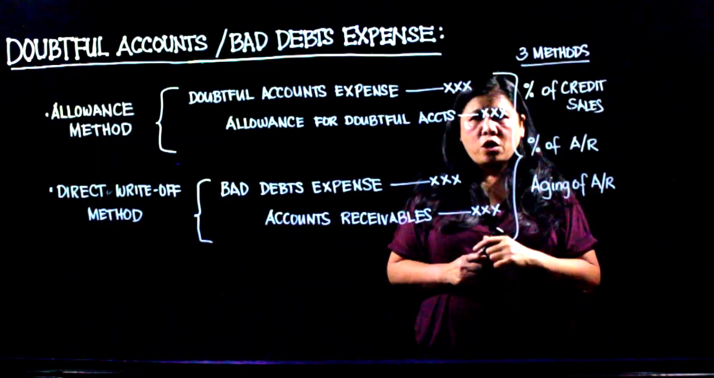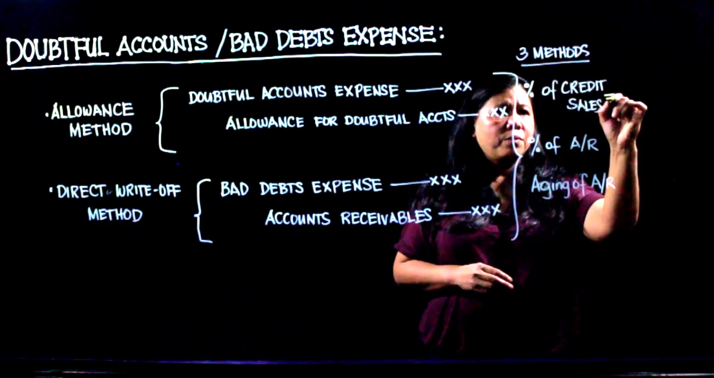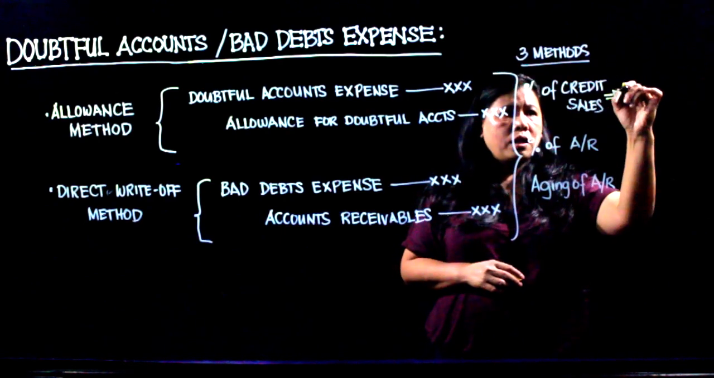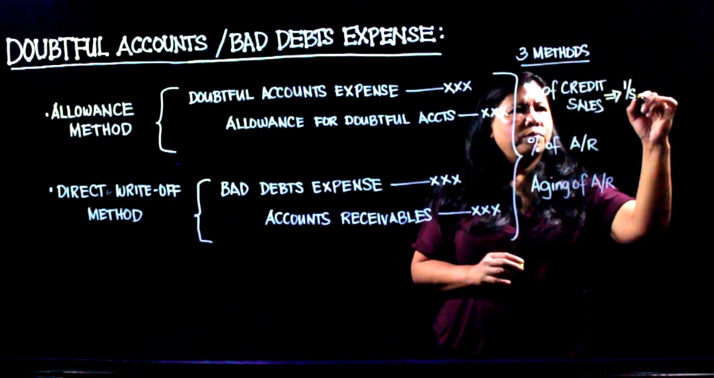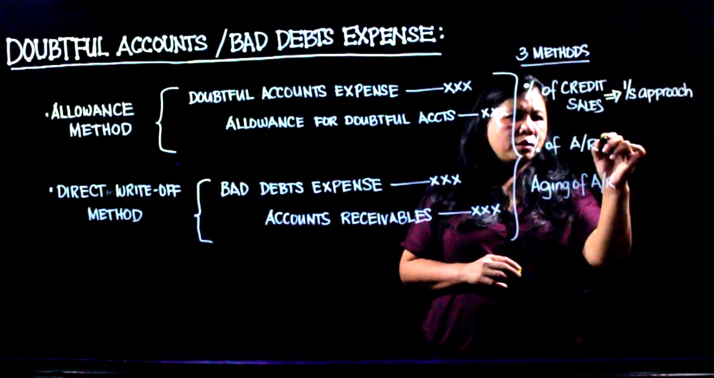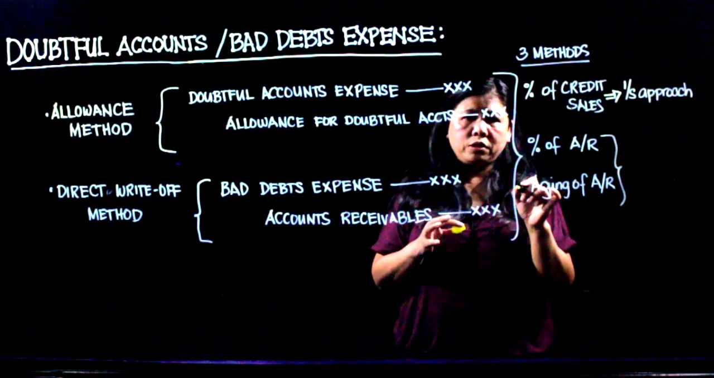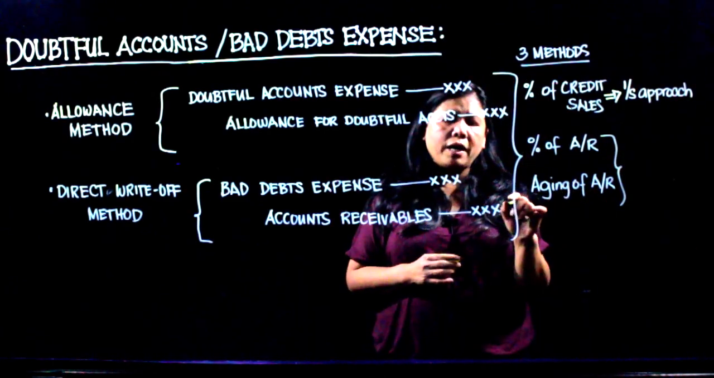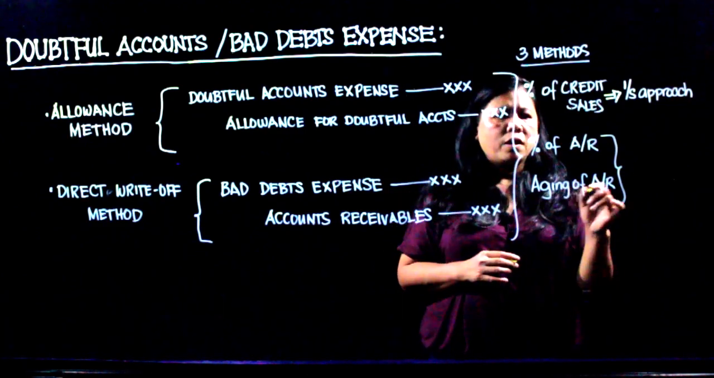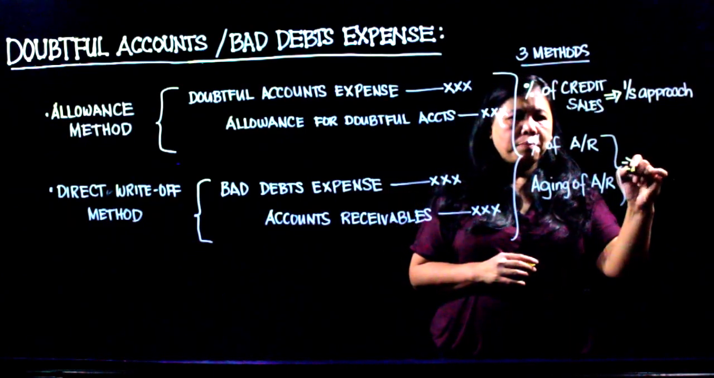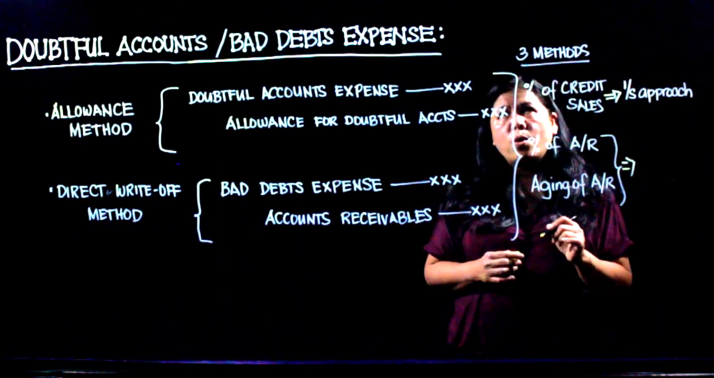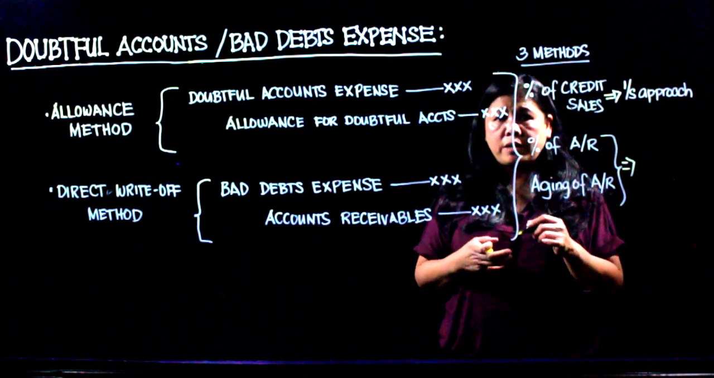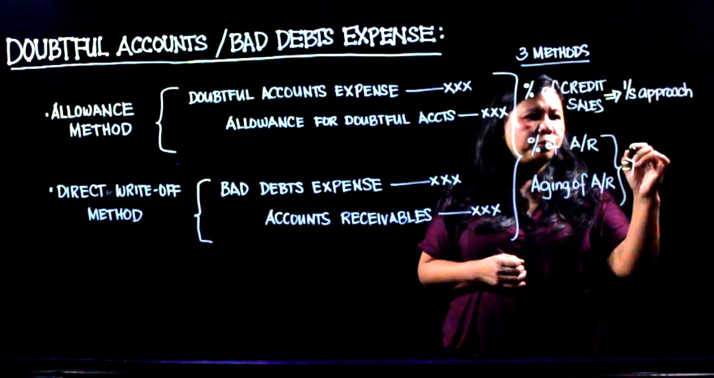The percentage of sales is actually our income statement approach. And these two, percentage of accounts receivable and aging of accounts receivable, this is your balance sheet approach, or what we call the statement of financial position approach.